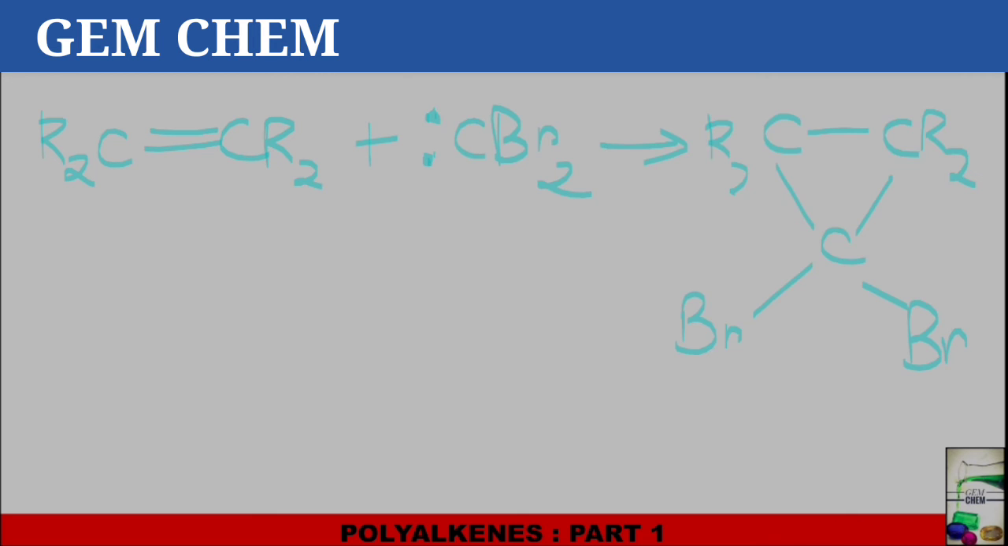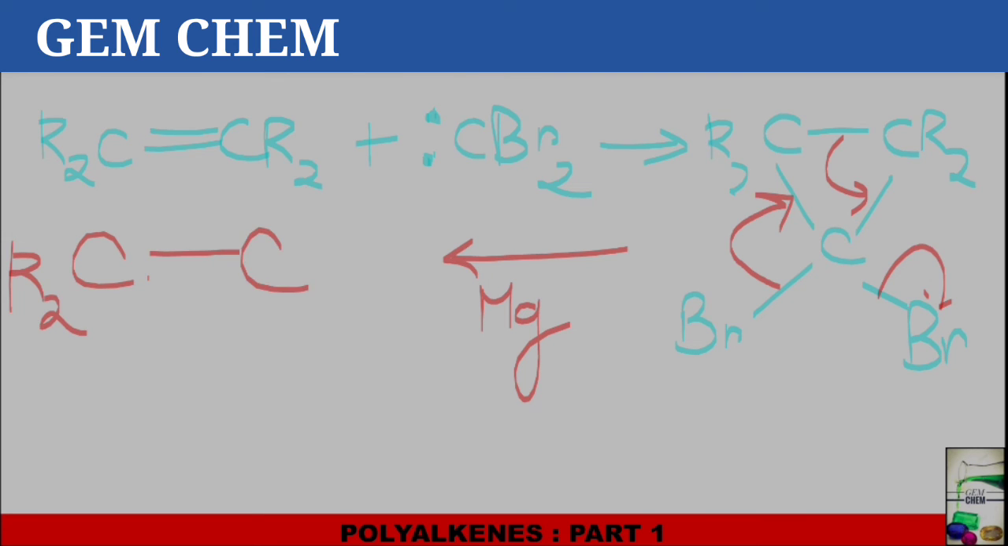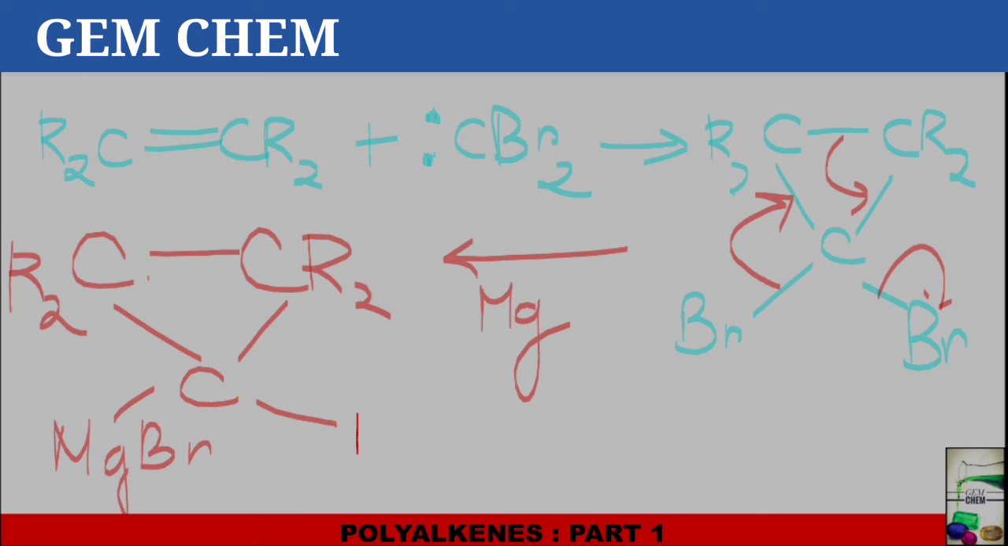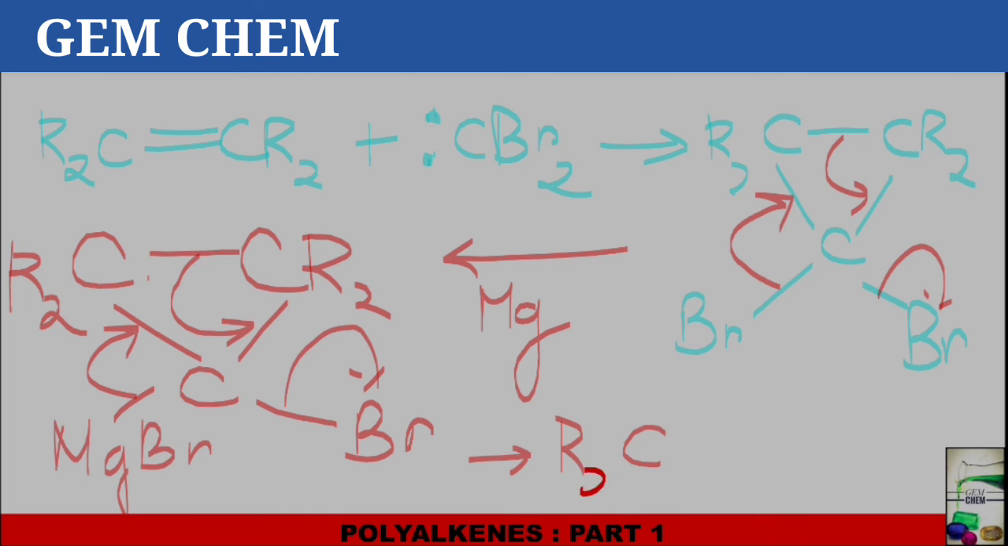Now how does the bond open up? If you see here, the bond opens up like this. This goes away and this comes here. But for this to occur, we need to add magnesium to it. So this becomes CBr2, C, MgBr and Br. So this MgBr gets out, this bond comes here and this bromine goes out. And the final product which we get is an insertion of carbene within the double bond to form a cumulated double bond. This is the third method of preparation of this kind of polyalkene.